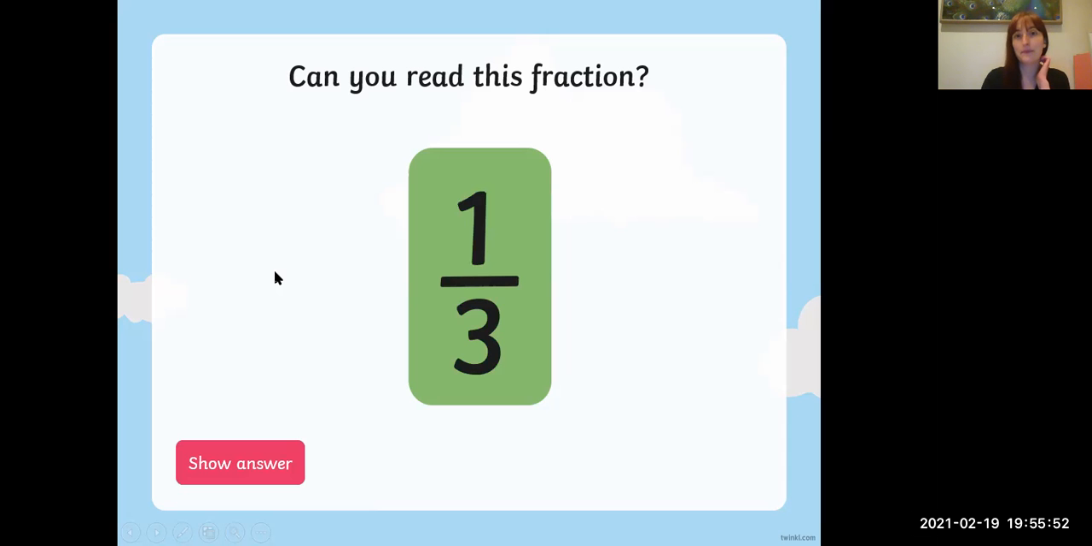And this one? And numerator's gone back to a 1, so it's just 1 part we're looking at out of 3 parts, total parts. It's a third, 1/3. Well done.